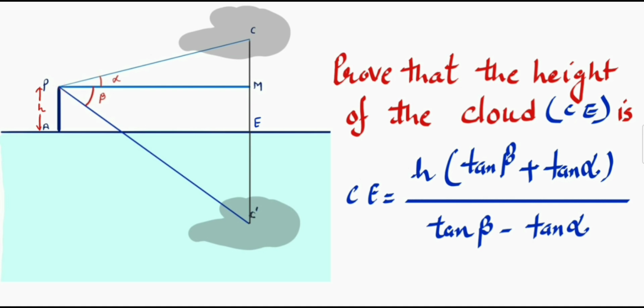Similarly, also the angle of depression of the reflection in the lake is beta. So here we have taken this C prime as the reflection of this cloud C. So from this point P, the angle of depression for this reflection is equal to beta. So we have to prove that the height of the cloud CE is equal to h times (tangent beta plus tangent alpha) divided by (tangent beta minus tangent alpha). Let's do this question now.